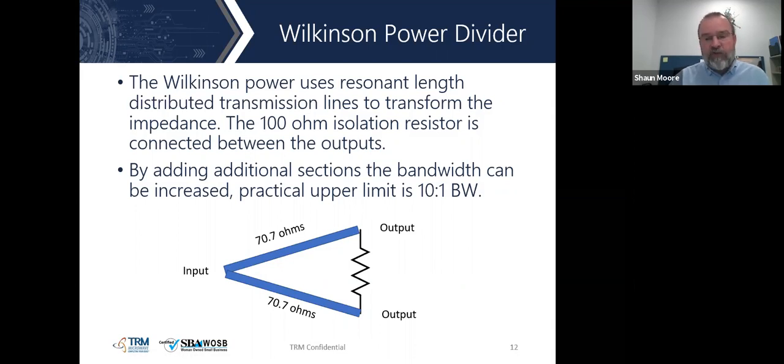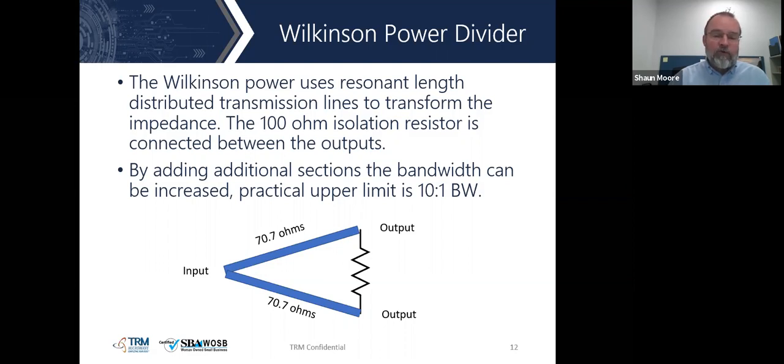The single section Wilkinson divider that's on your screen right now has roughly a 20% bandwidth. And it's very effective at higher frequencies, because now we have a distributed transmission line. Wavelengths get shorter and shorter at higher frequencies, so this now becomes a viable size to build. What I will say is that by putting multiple sections in the power divider, as opposed to the single section shown here, you can easily get 10-to-1 bandwidths on this sort of construction.